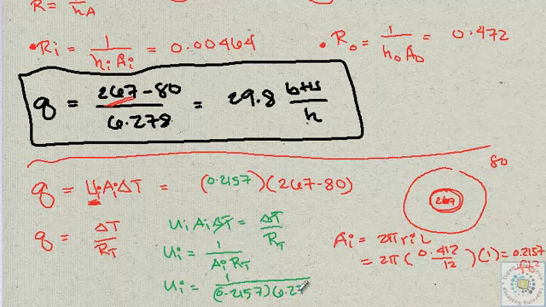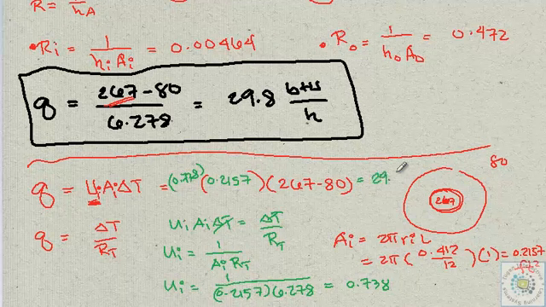And you're getting UI, the overall heat transfer coefficient based on the internal area, equal to 0.738. And that's what you put here, 0.738. And then, of course, you're supposed to get the same answer, 29.8.